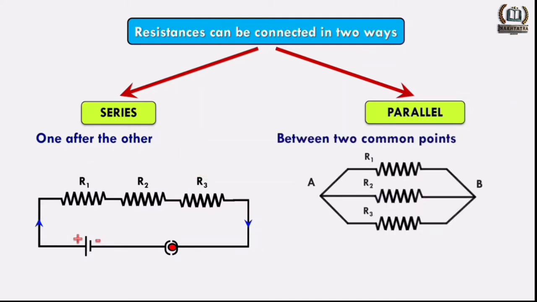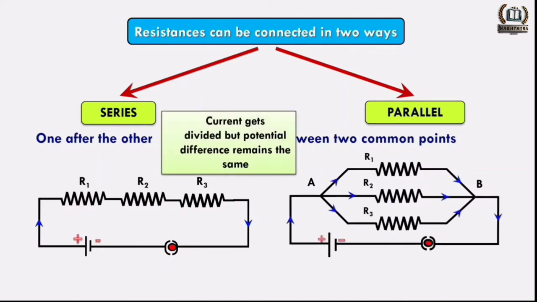Now, in case of parallel connection, as you can see here, between two points the current gets divided, but the potential difference remains the same. The current is coming from this way and it has been divided into three different ways. So in parallel connection, currents get divided, but the potential difference remains the same.